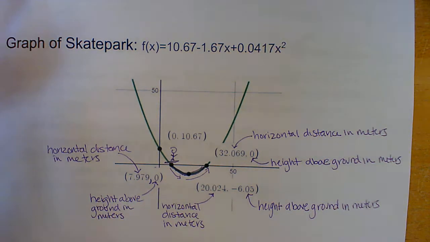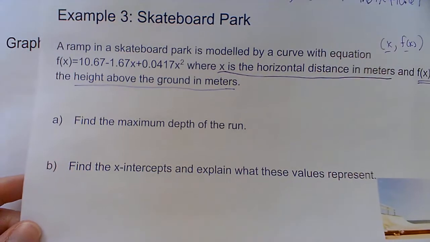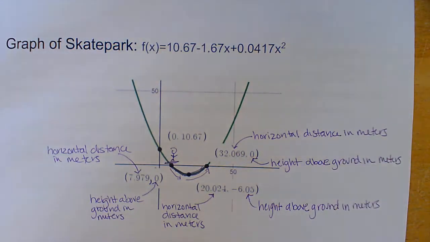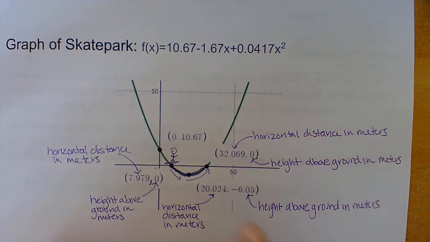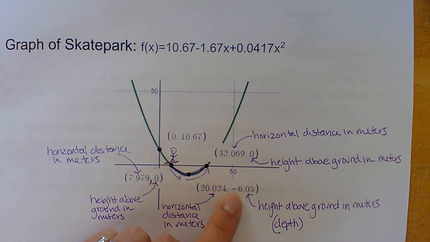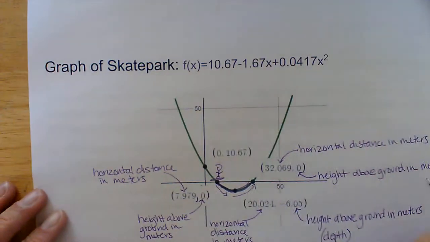All right, so part A, find the maximum depth of the run. All right, so depth is going to be the height below, and so maximum depth, you're absolutely right. We're looking for the height above the ground. So when they talk about height above the ground, they're talking about depth. So this is actually negative. So this is actually below ground. Okay, so where am I going to write my answers here? Part A.